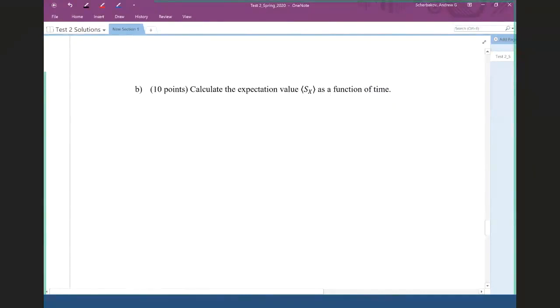All right, next, calculate the expectation value of Sx as a function of time. All right, that's pretty much standard. The expectation value of Sx is psi at t, Sx, psi at t. Do we have any questions about everything I've done so far? No questions at all? Okay, since there is silence, I will proceed further.